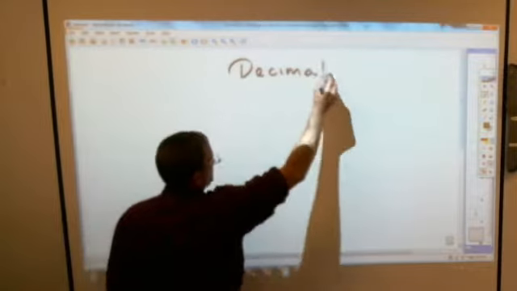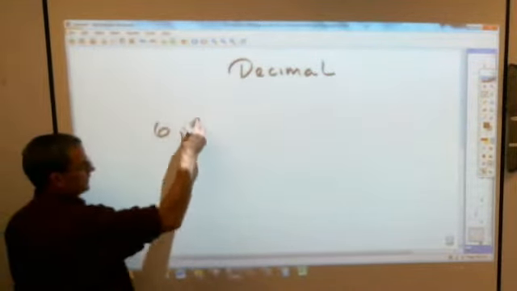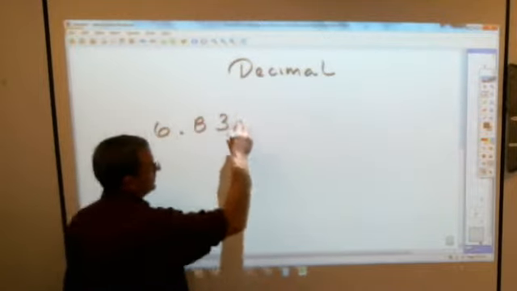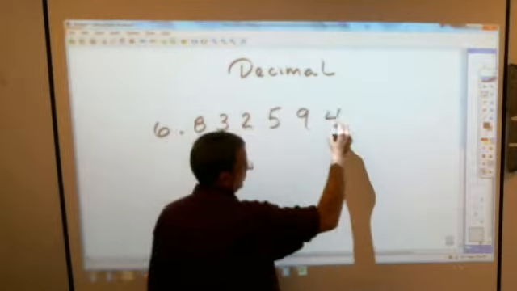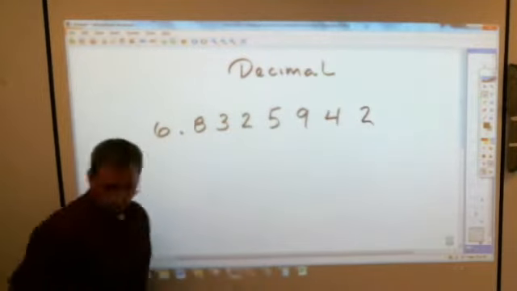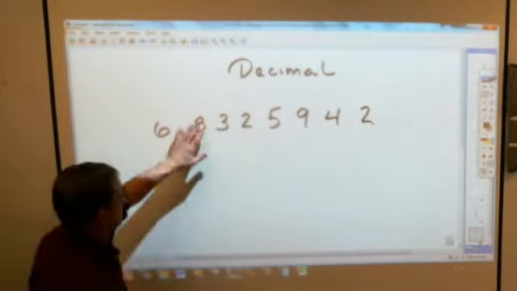And write these down. Let's do this. 6.832594. I don't know how many they give us. I guess they go to the millions place.